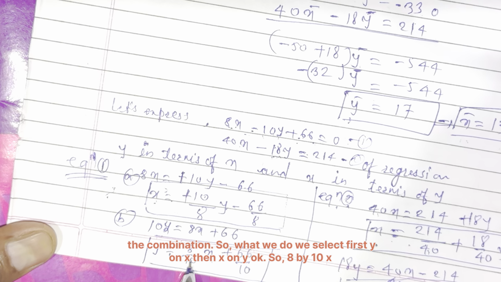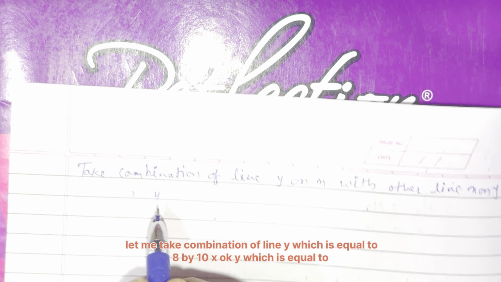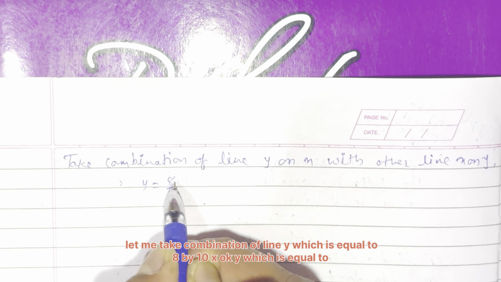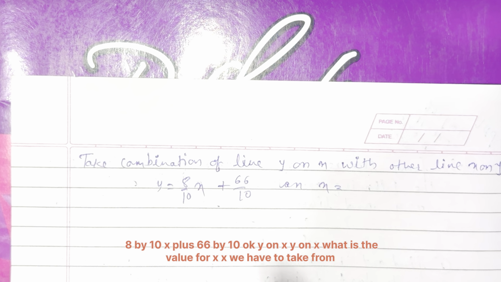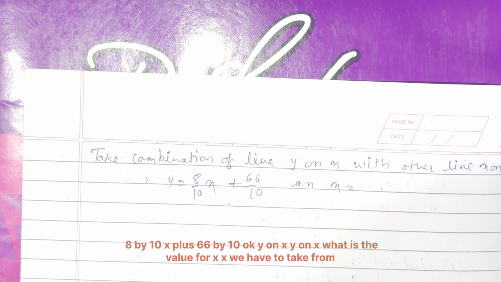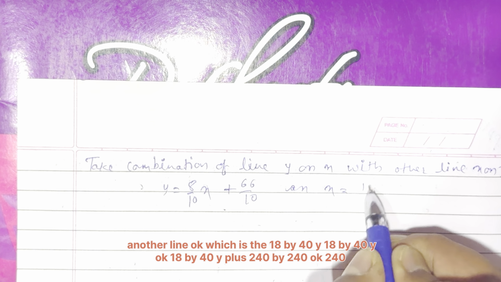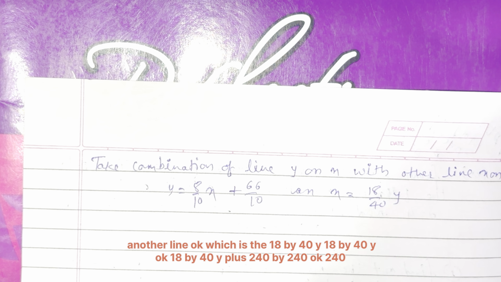Let me take the combination of line y, which is equal to 8 by 10x plus 66 by 10. That is y on x. What is the value for x? X we have to take from another line, which is 18 by 40y plus 214 by 40.